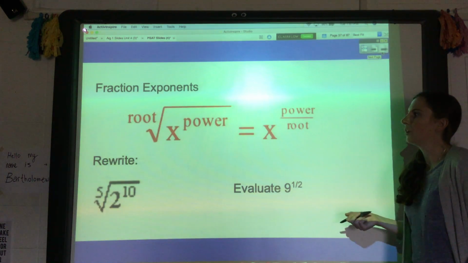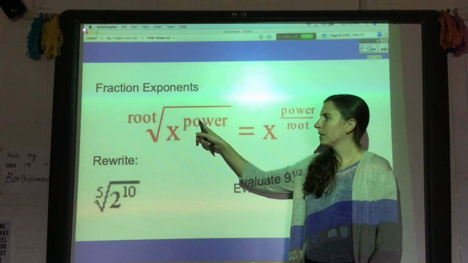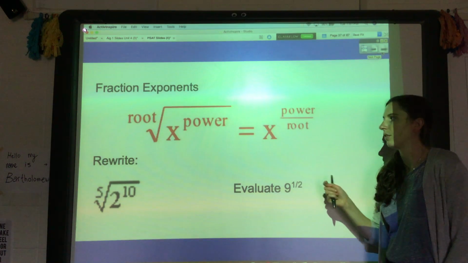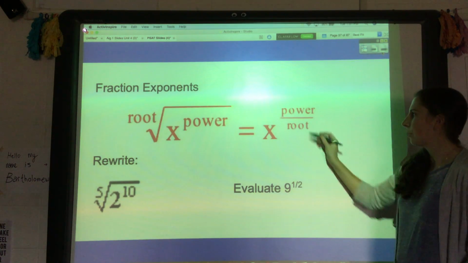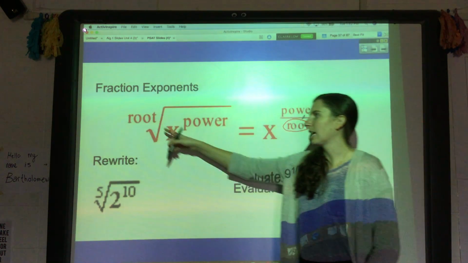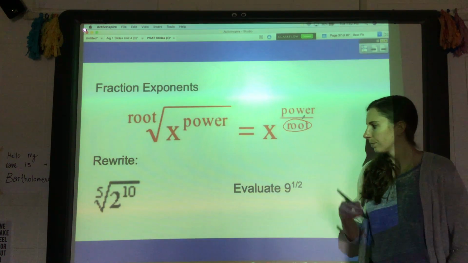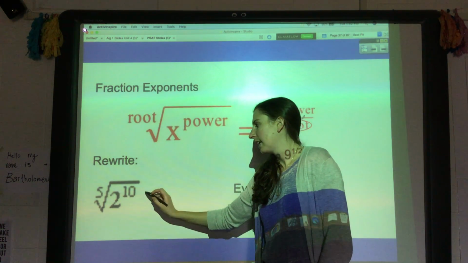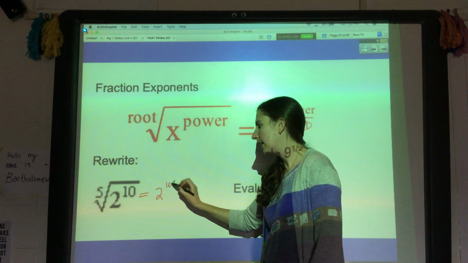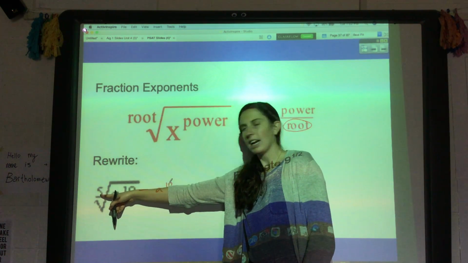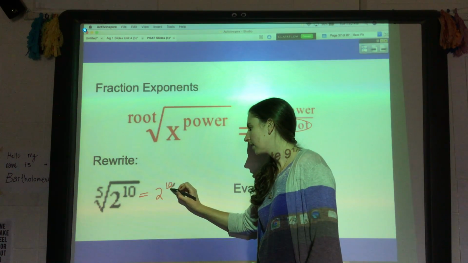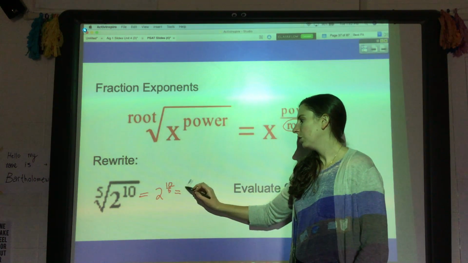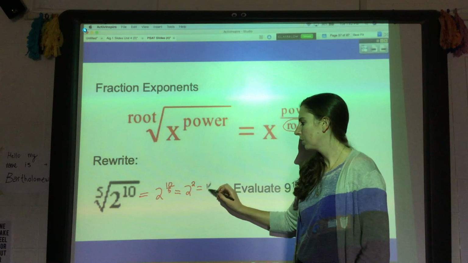So here's kind of that rule. The power and the root itself can become a fraction, and you can go back and forth based on whatever you need. Just remember that whatever's on the bottom of this fraction is actually like the index of your radical. For example, if I wanted to rewrite this as an exponent, I would leave 2 to the 10th as it is, but divide it by 5. 10 over 5 is just 2, so this is 2 squared. So 4.